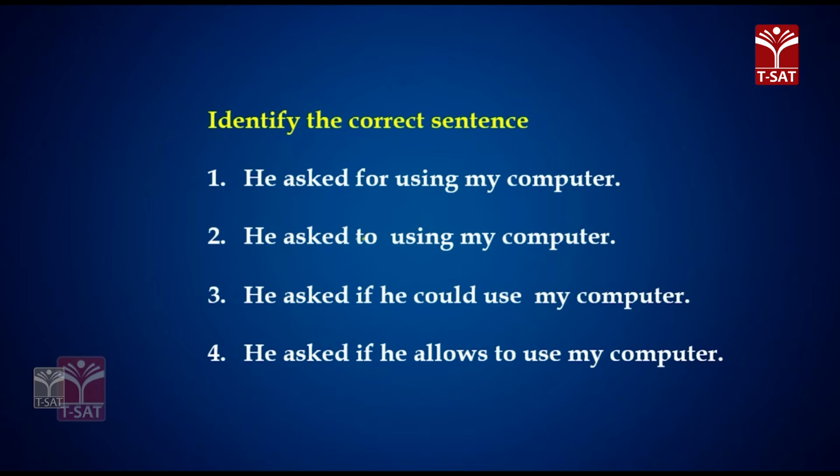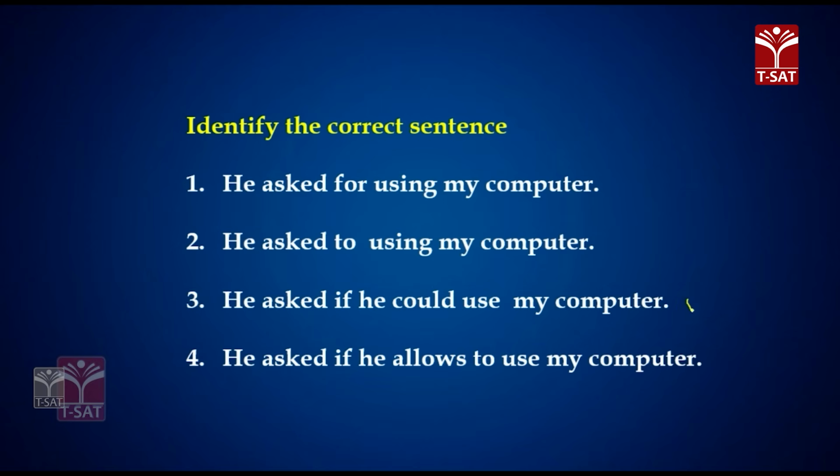Now, you can see number 1, he asked for using my computer. Number 2, he asked to using my computer. Generally, to is followed by a plain infinitive. So, to using is not generally used. It should be to use. Anyway, we will have to eliminate to also. Now, the first one, he asked for using my computer. He asked if he could use my computer. Between these 2 sentences, sentence number 3 is better. So, this is the correct one.